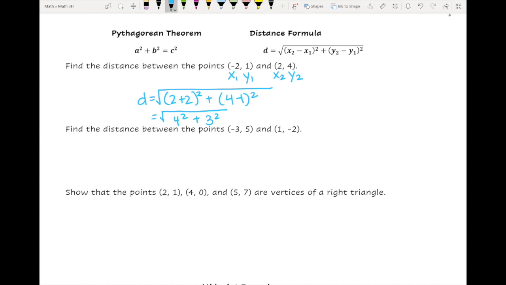Now I'm going to do my exponents. 4 squared is 16, and 3 squared is 9. Now I will do the 16 plus 9, which is 25, and the square root of 25 is 5. So the distance between these points is 5. All right, let's try this again.